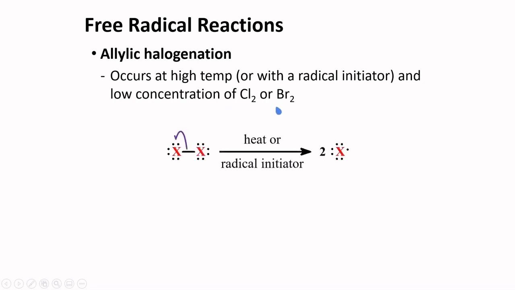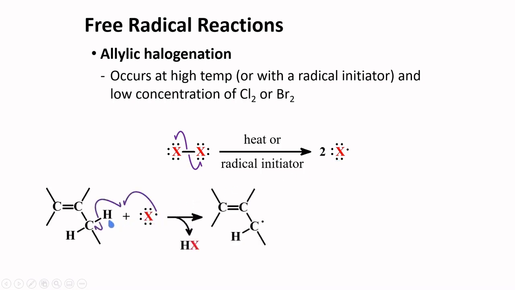As already discussed in alkanes, at high temperature, a homolytic cleavage occurs for chlorine and bromine to form two halogen radicals. These halogen radicals may interact with the sp3 carbon right next to a double bond. This hydrogen is allylic and will be taken by this radical to form this hydrogen halide and this allyl radical.